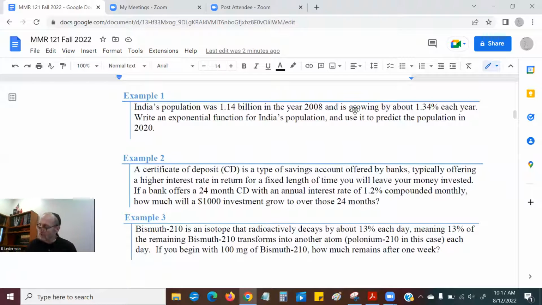Anyway, let's get to work on this problem. So let me just jot a couple things down first. You start with 100 milligrams, and the decay is 13% decay. And I think that's all I need right now. Oh, I know, 1 week. Okay, good. We got 1 week.